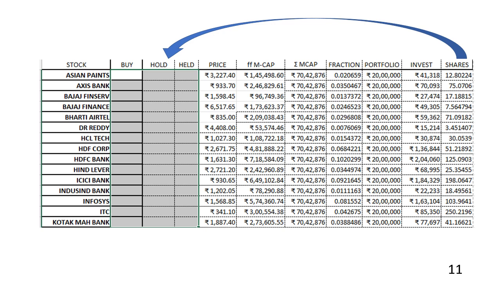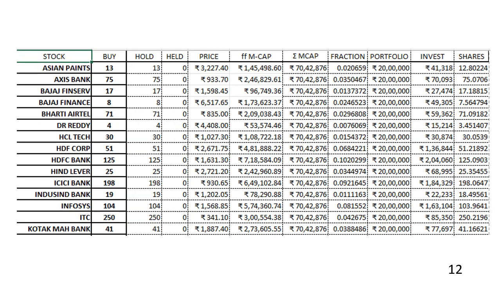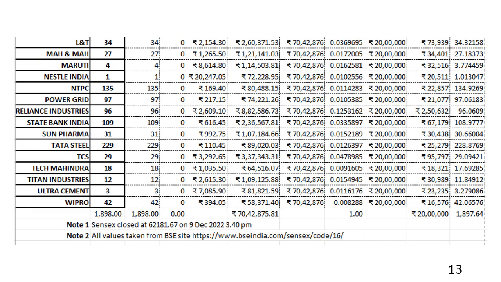Let us see how this chart looks like after having done all this. This is what the Excel sheet will look like for the first 15 stocks of Sensex. This is the Excel sheet continued for the next 15 scripts. Remember, there are total 30 which constitute the Sensex. That's it. Your job is done.